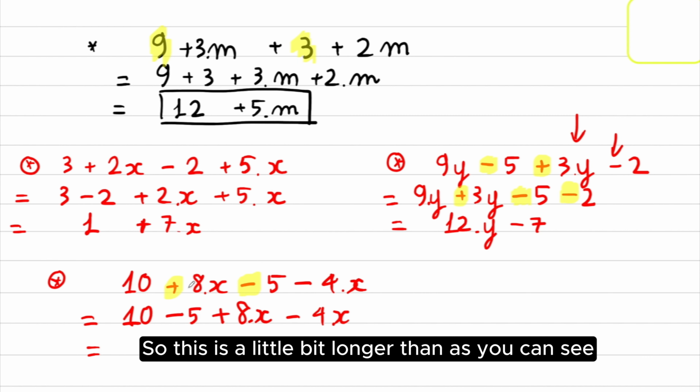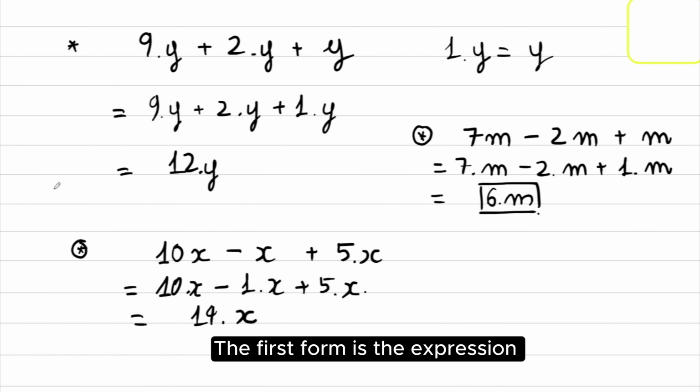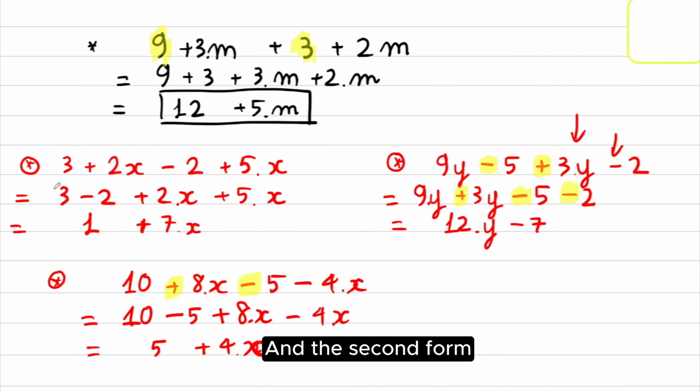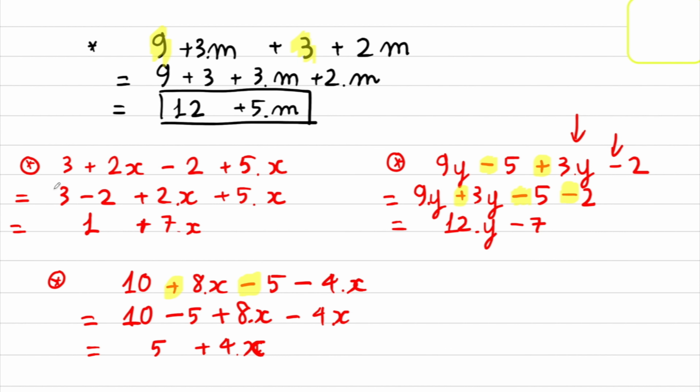Okay, so this is a little bit longer, as you can see, but I think it should not be difficult. You have only two forms. The first form is the expression with only a variable with coefficient, and the second form is a variable with a constant number. That's all.